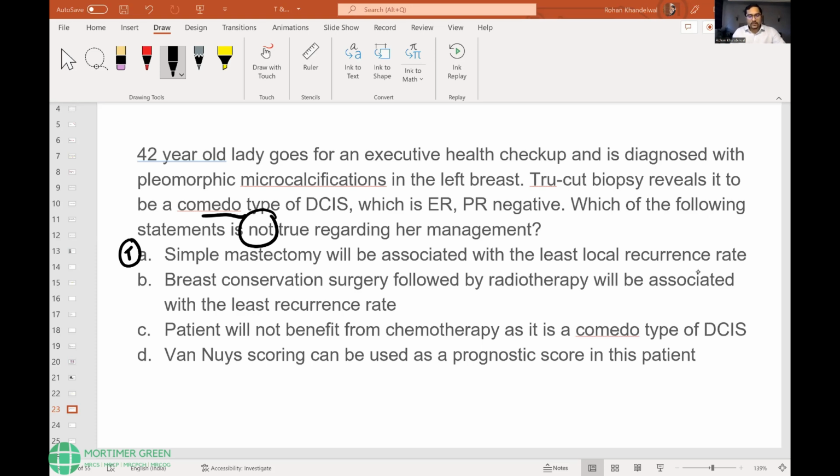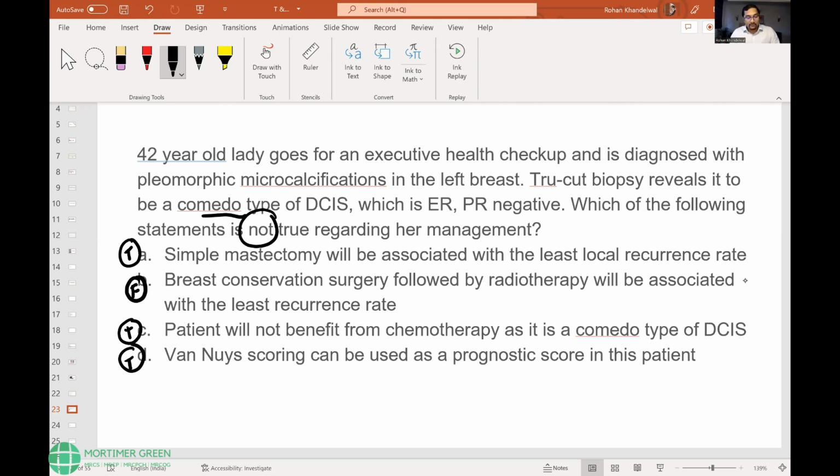No, this is false. Simple mastectomy will always have lower recurrence rate, right? Even after radiotherapy, there will be a marginally higher local recurrence rate after BCS. Patients will not benefit from chemotherapy. This is true. Chemotherapy has no role in DCIS, and Van scoring can be used as a prognostic score.